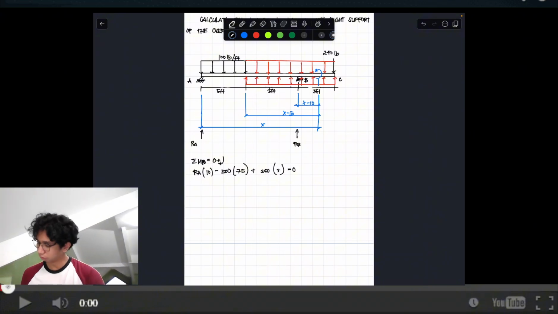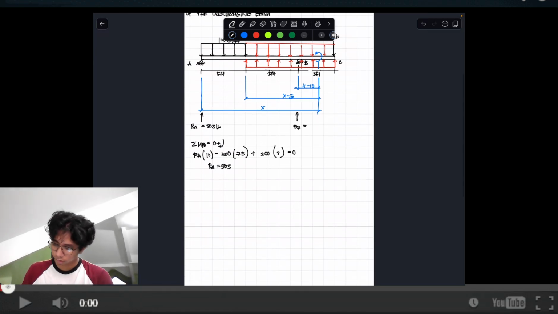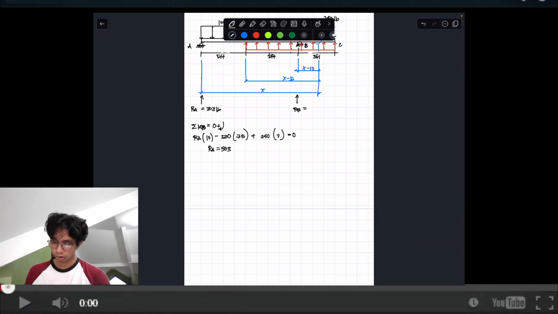Solve na natin. RA multiplied by 10 minus 500 multiplied by 7.5 plus 240 multiplied by 3. So if solved, it is equals to 303. So our RA is 303 pounds. Next, solve natin ang ating RB.